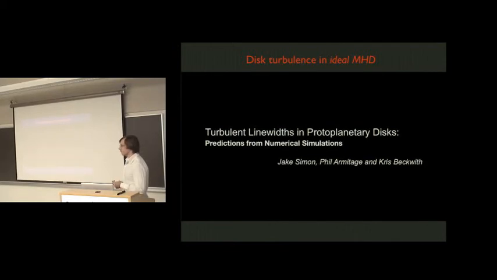Angular momentum showing or buoyancy showing? So they have some role in the angular momentum transport, yes.